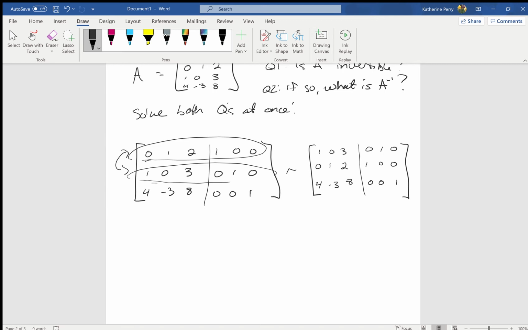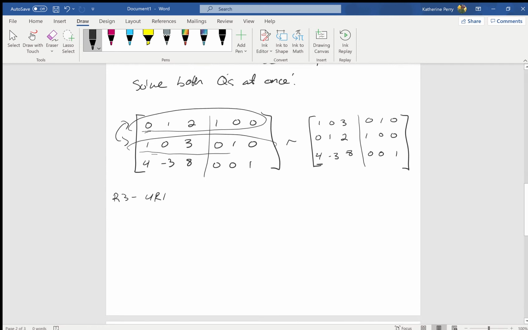And so let me take 4 times row 1, and I'm going to subtract that from row 3. So that'll get me a 0 in this position. And so off to the side, 4 times row 1 would be 4, 0, 12, 0, 4, 0, and I want to subtract that from row 3. So 4 - 3, 8, 0, 0, 1. And then I'll replace row 3 with this.